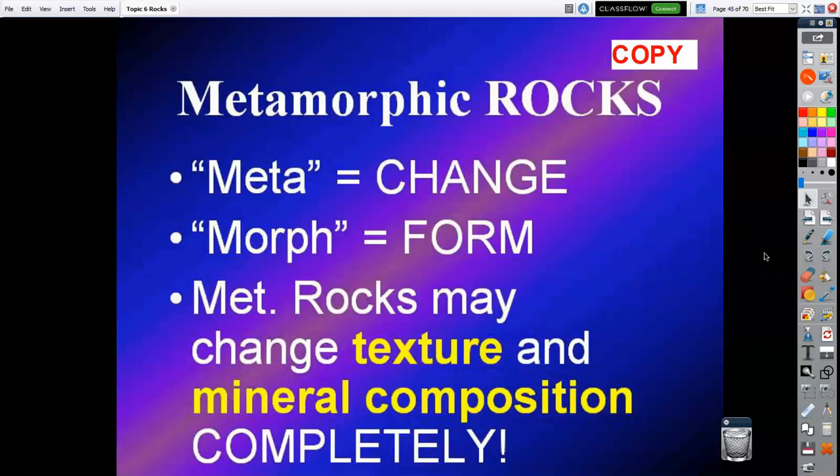So let's get right into metamorphic rocks. If you take the word metamorphic, the prefix meta means to change, and morph means form. So a metamorphic rock, a lot of geologists call them cooked rocks. Heat and pressure tend to be the two processes, and so a metamorphic rock changes its complete form. It'll change the texture, the composition. It becomes a totally different type of rock. So that's why they're called metamorphic.